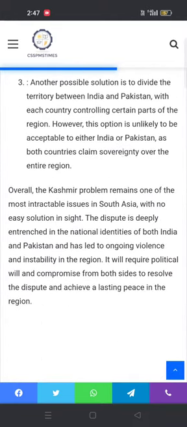Third, another possible solution is to divide the territory between India and Pakistan, with each country controlling certain parts of the region. However, this option is unlikely to be acceptable to either India or Pakistan, as both countries claim sovereignty over the entire region.